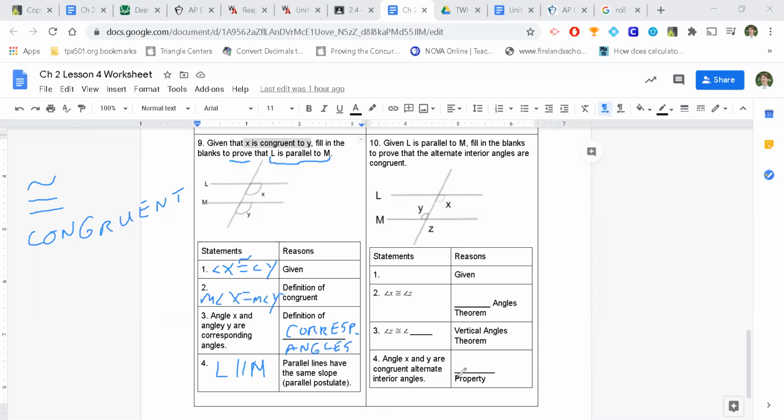All right, let's look at number 10. All right, I'm going to talk through number 10, but I'm not going to write this because I want you to at least have to spend a little exertion on this homework. What is the first line going to be?